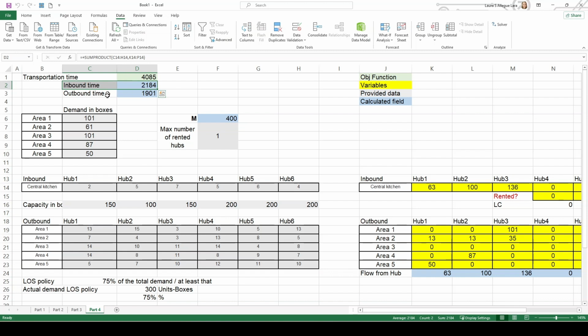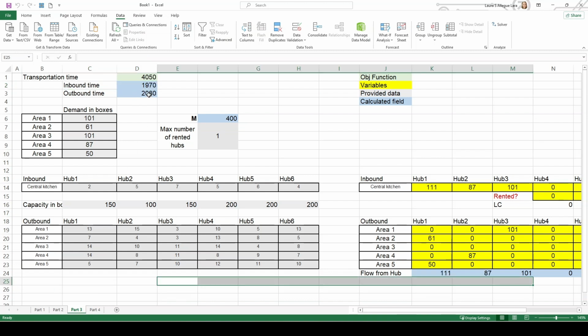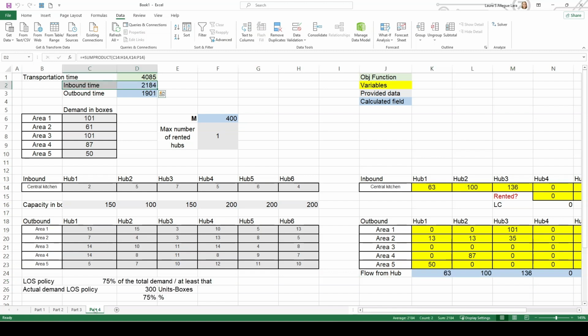So you can see here that the outbound time is 1,900, and in the past it was above the 2,000, and the inbound time in the past was below the 2,000 and now is above it. That's because whenever we change anything on one of the flows, as we connected them through the conservation of flow constraint, we're also affecting the inbound one. Okay, so keep that in mind. It's very important that you understand what happened and why with any changes you implemented in your model.